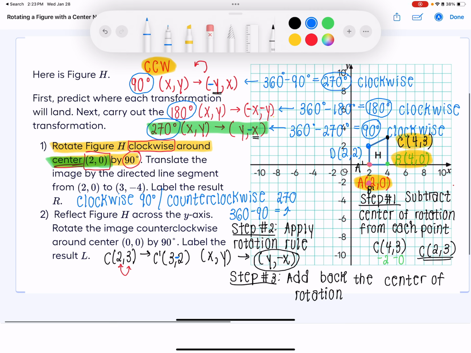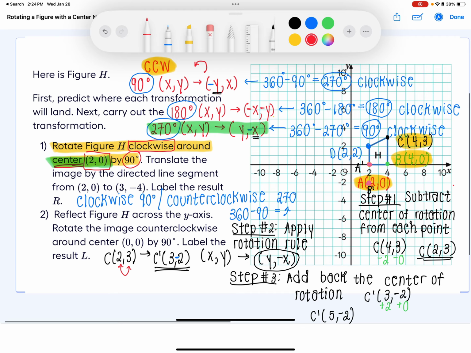And step number 3 is going to be adding back the center of rotation, because again, we subtracted it in step number 1 from the original coordinates. So let's add them back. So C prime I have here, I'm going to write it out again as (3, -2). And we're going to add back our center. So we're going to add back the 2 to our x value and then the 0 to our y value. And C prime is going to be at (5, -2).